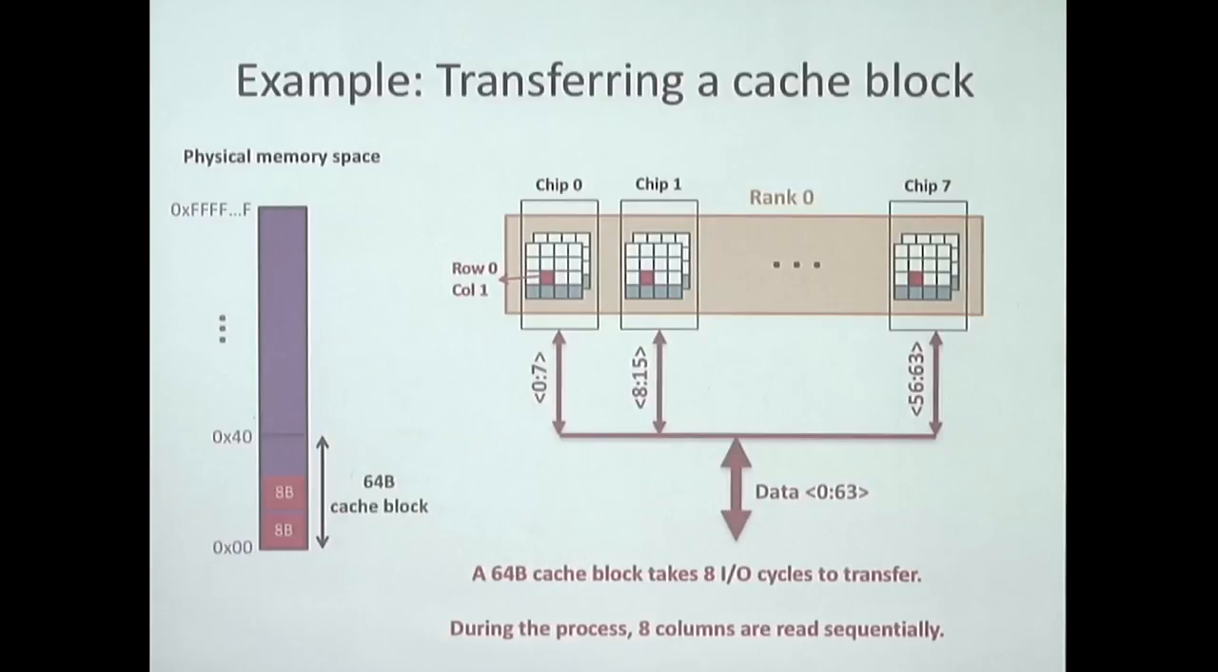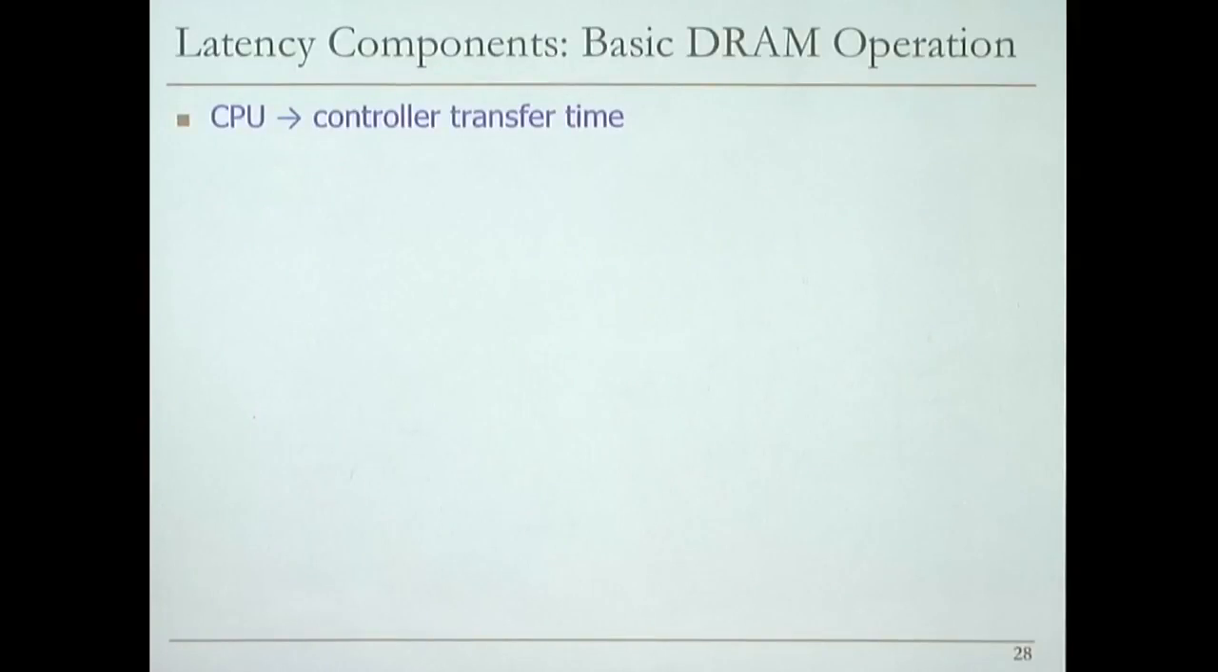But this takes time, of course, right? So let's take a look at the latency components of basic DRAM operation. And I didn't tell you all of the latency components. The first thing is the core or the CPU needs to ask the controller, I want this cache block, right? So there's some transfer time. That starts all the way from the processor. You need to access the caches, all of the levels of caches, to figure out that you missed in the last level. At that point, the request goes to the memory controller, right?